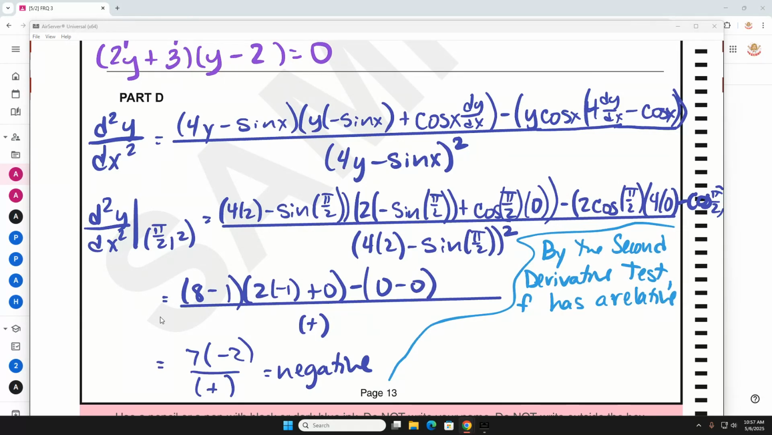So what do you guys think? Is it going to be a relative max or a relative min if the second derivative was negative? Max. Yes. I just remember the opposite. Well, let me tell you why. The second derivative tells you concavity. So if the concavity is negative, it's concave down. And a critical number that is concave down is a relative max. Very good.